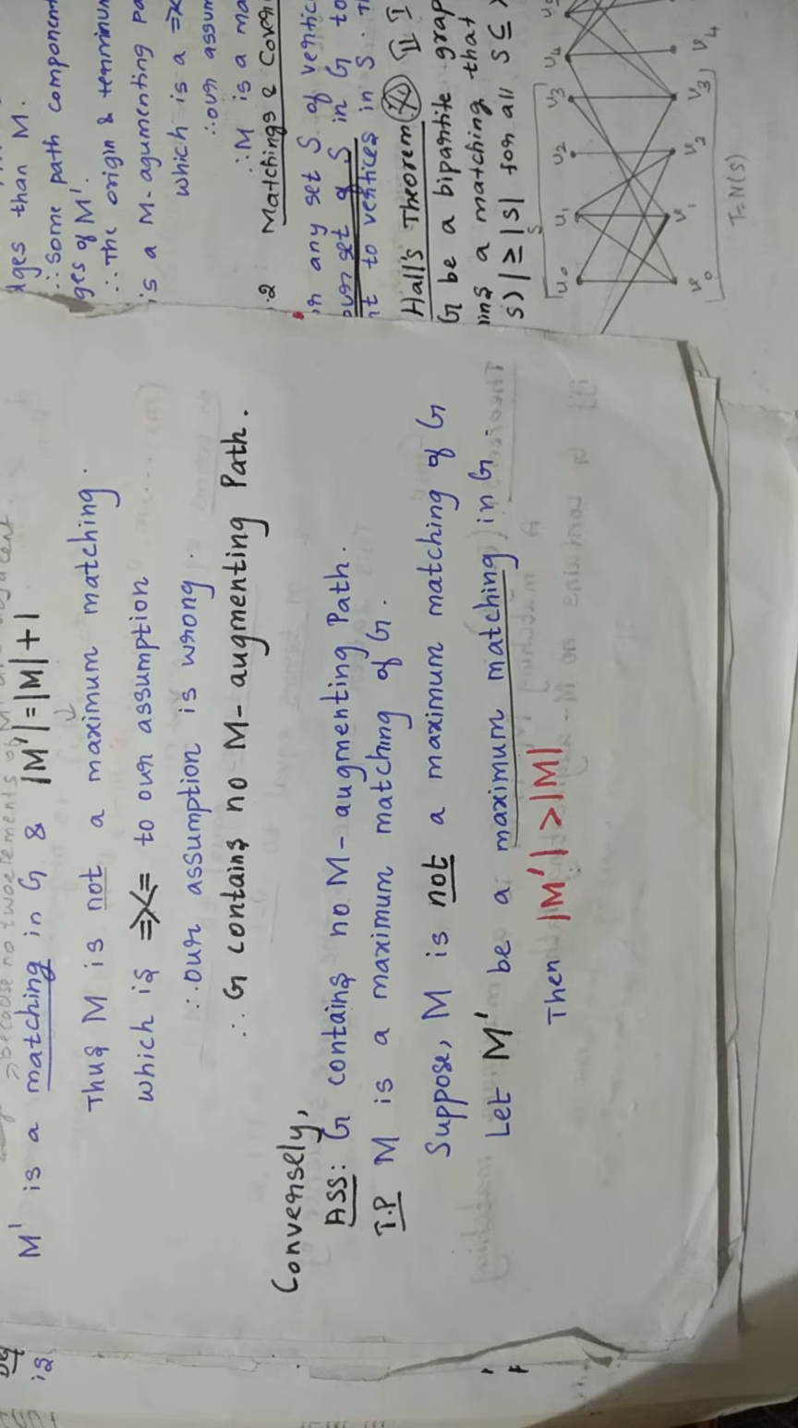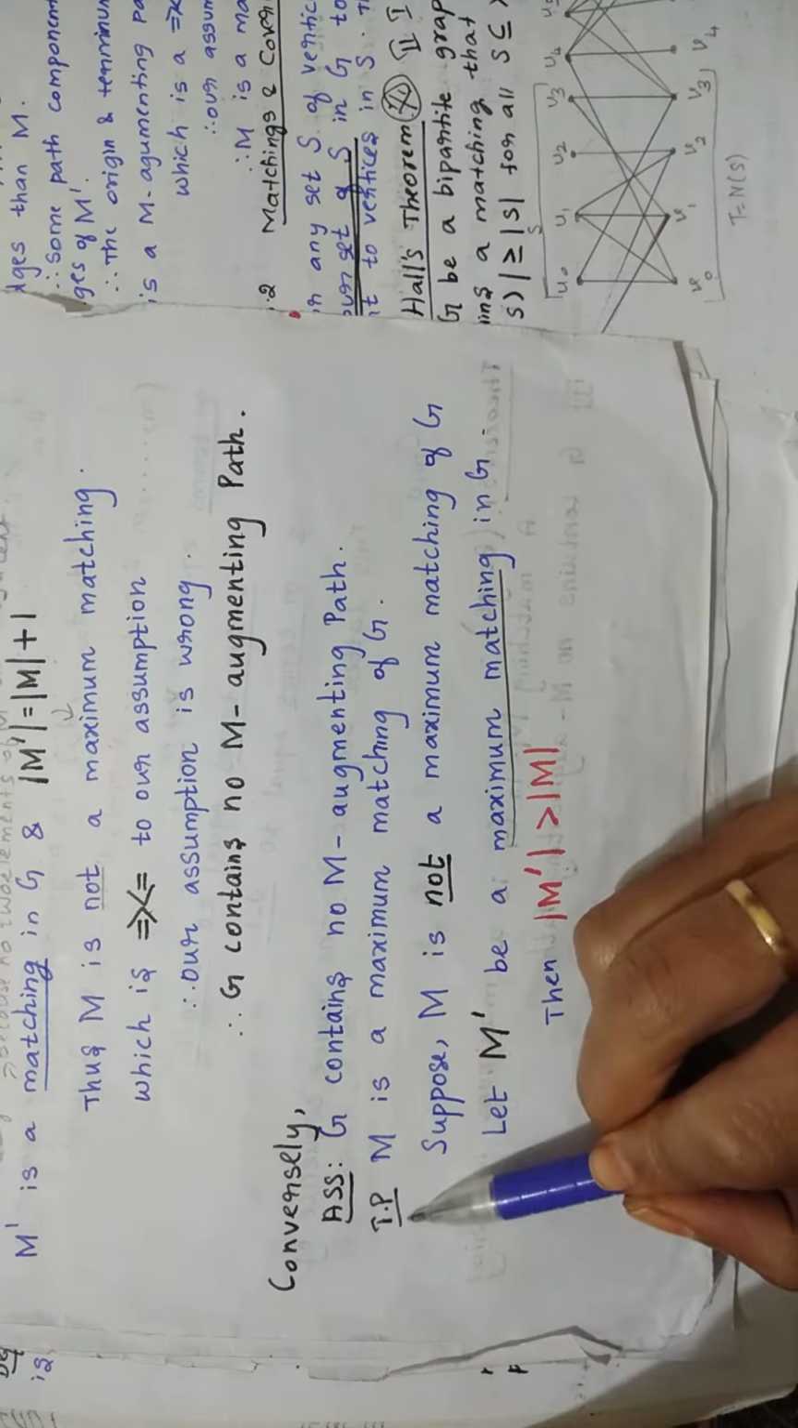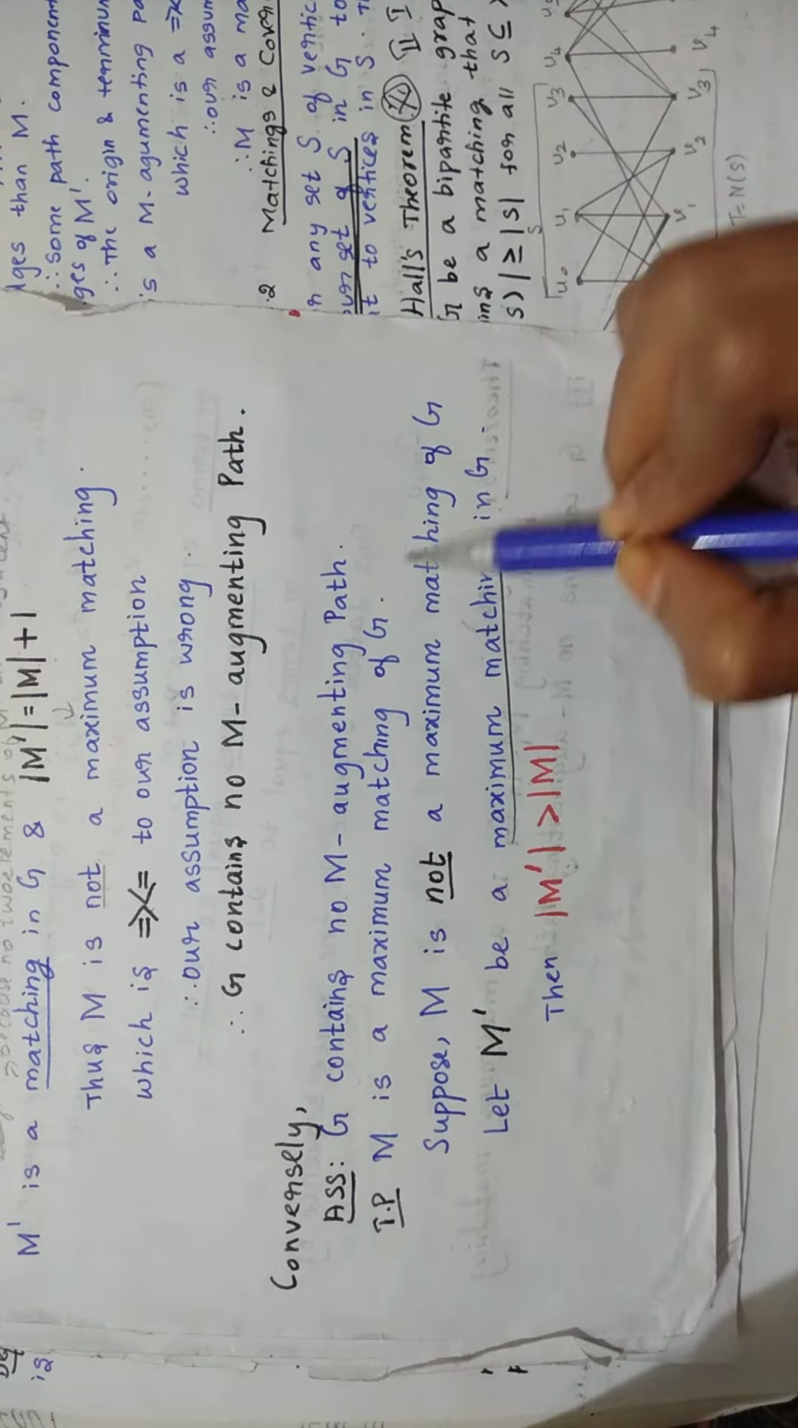Here you can see the converse part of Berge's theorem. So first you have to assume this. Assume G contains no M augmenting path. We are going to prove M is a maximum matching of G.